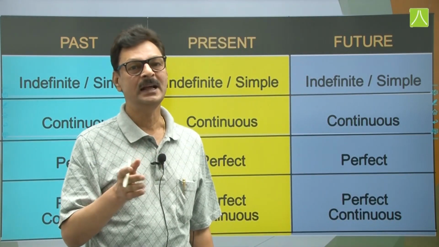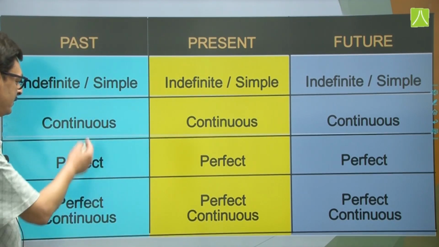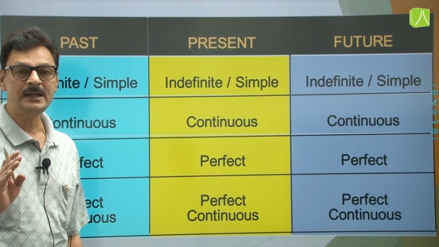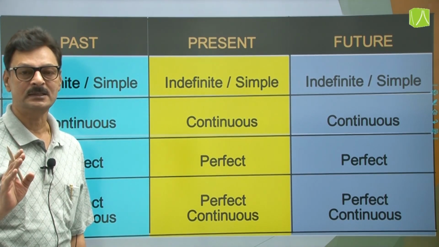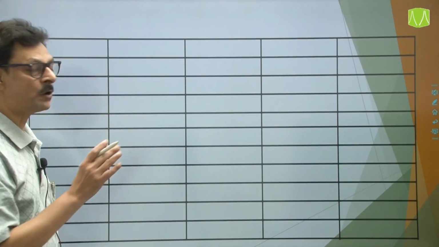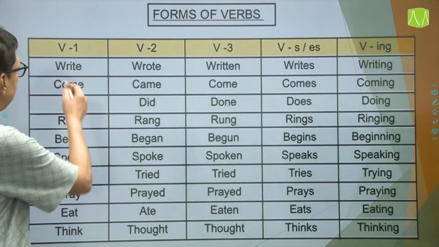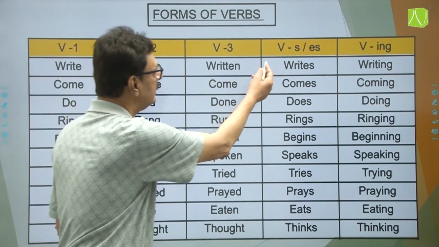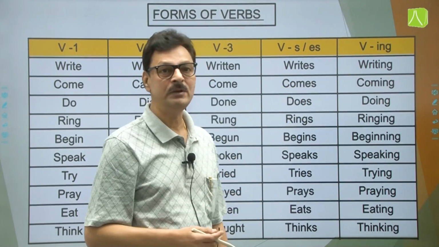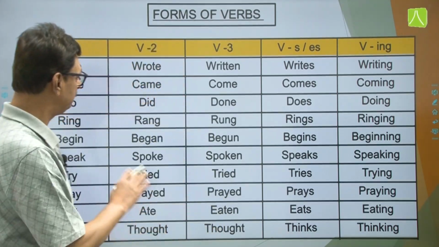All this you know, and they are again sub-classified into four tenses each, that is indefinite or simple, continuous, perfect and perfect continuous tense. So in all, totally there are 12 different tenses and all the tenses have different forms of verbs. Now how many forms of verbs are there? We can say that there are 5 forms of verbs. Yes, first form, second form, third form. Then we also use the S or ES form of the verb, so उसको हम बोल सकते हैं fourth form, and the ING form we use in the continuous tense, so that we can consider as the fifth form of the verbs.